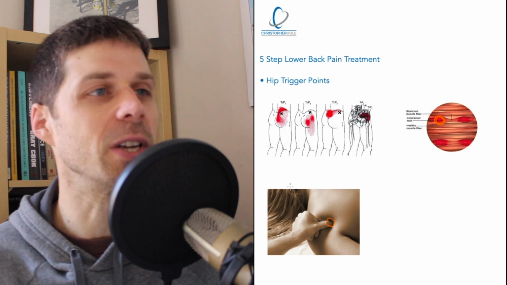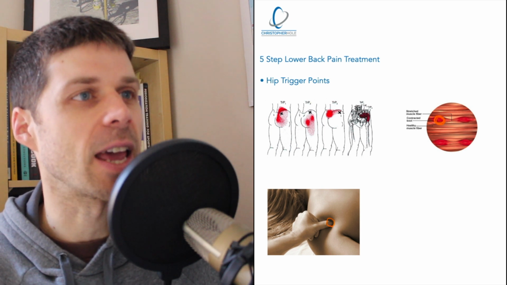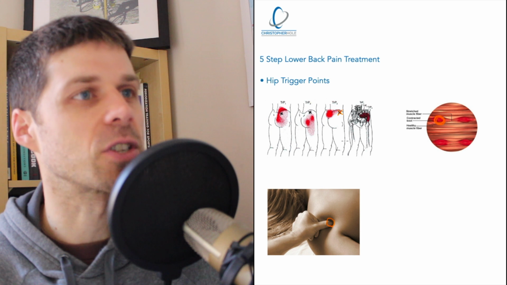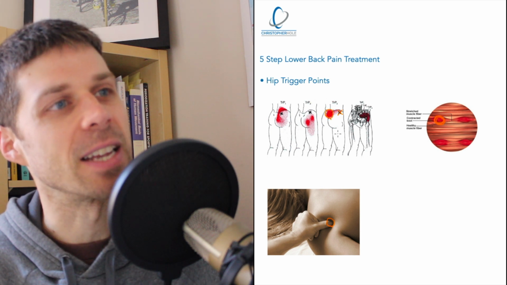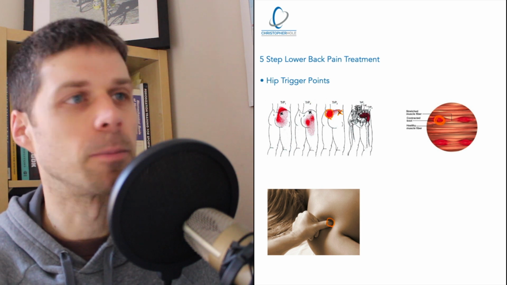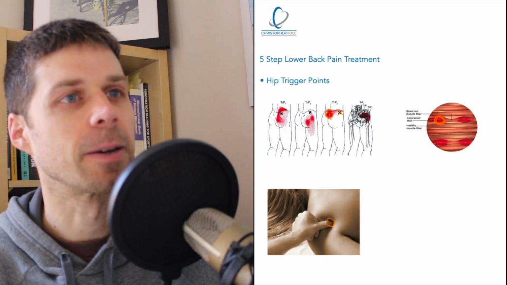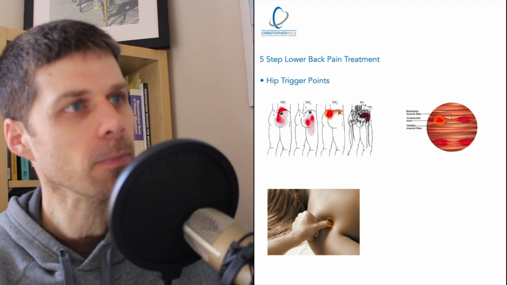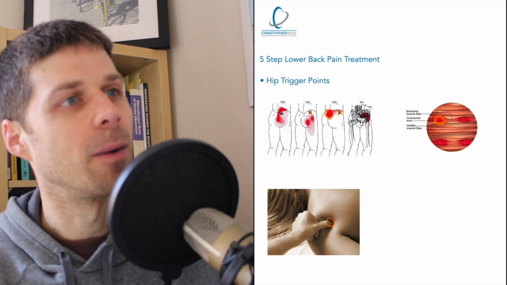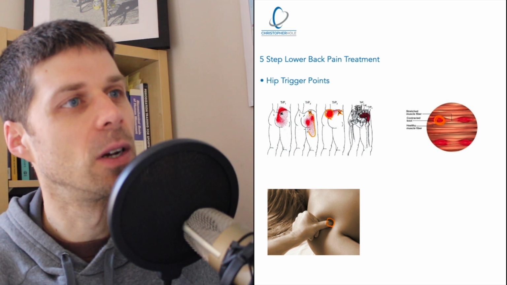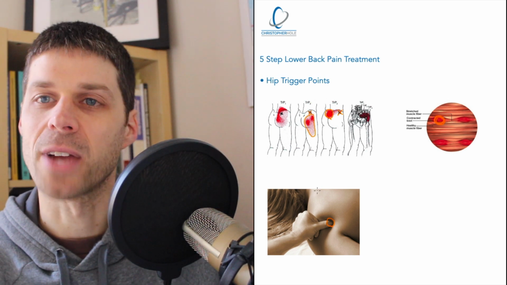But essentially why we do this is, as you can see here, there's a trigger point in the side of the hip, and what happens is when that trigger point becomes activated, you get pain in the center of the back, at the base of the spine. There's another one slightly inside of that, but this time the pain can go into the buttock and down the side of the leg.